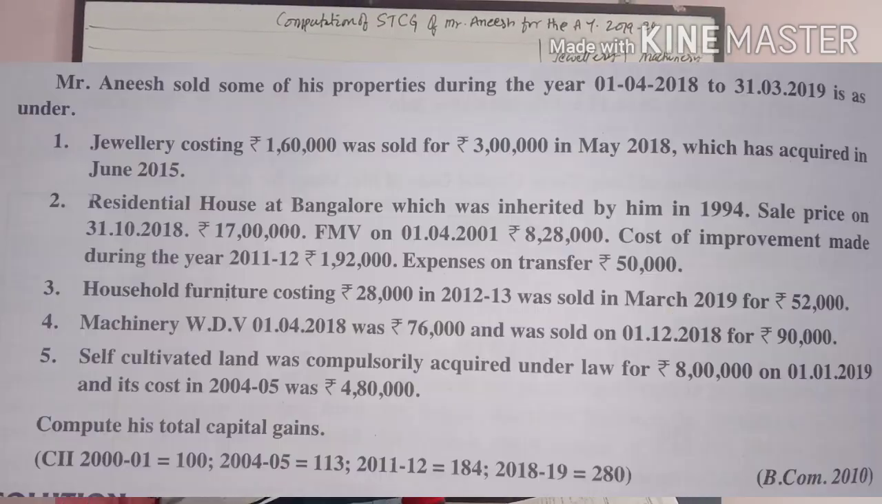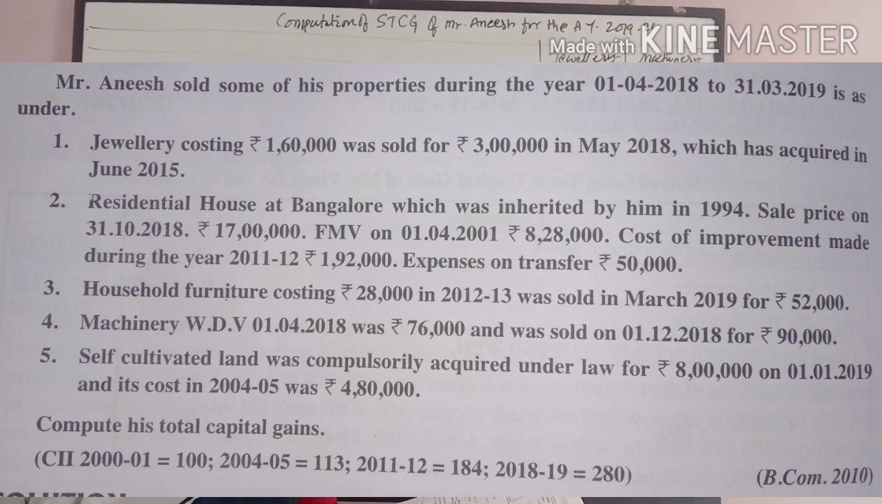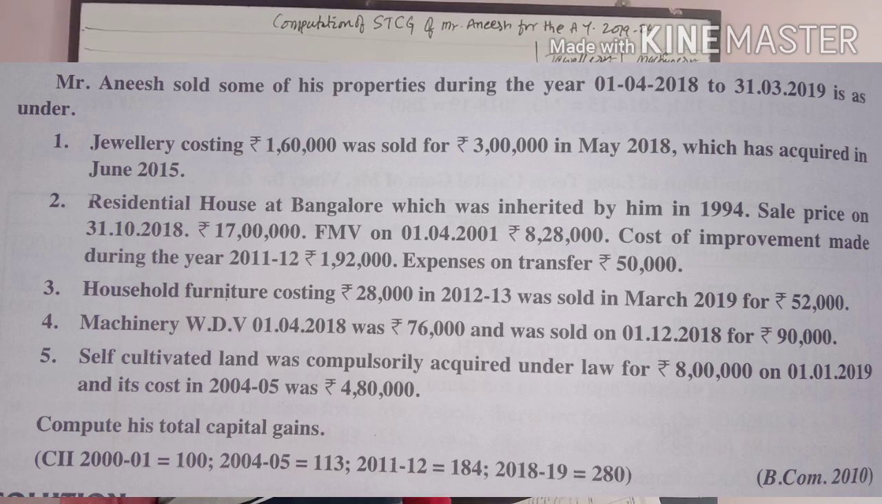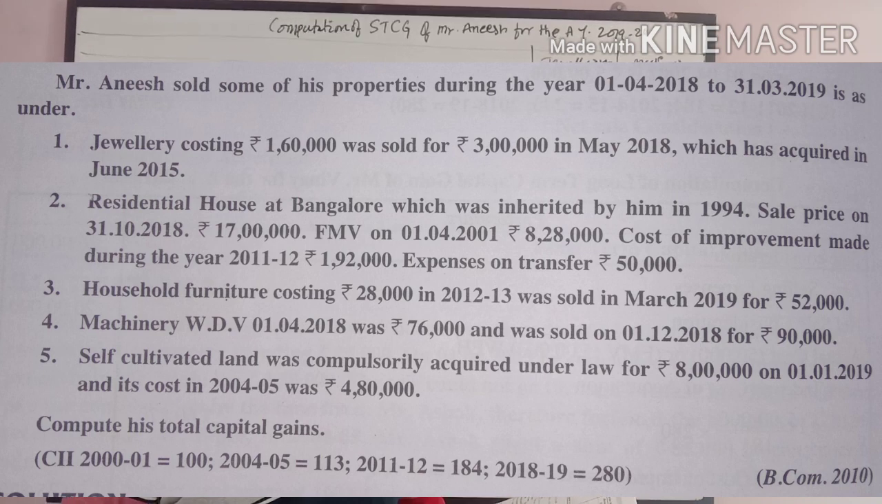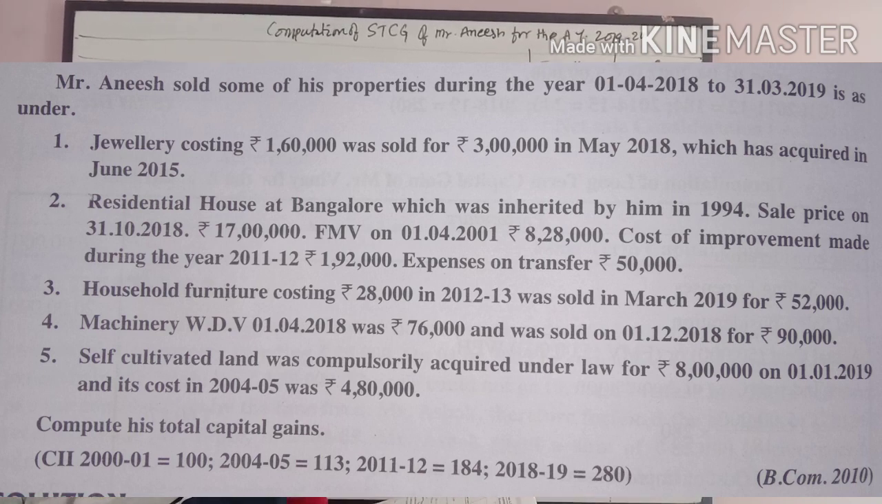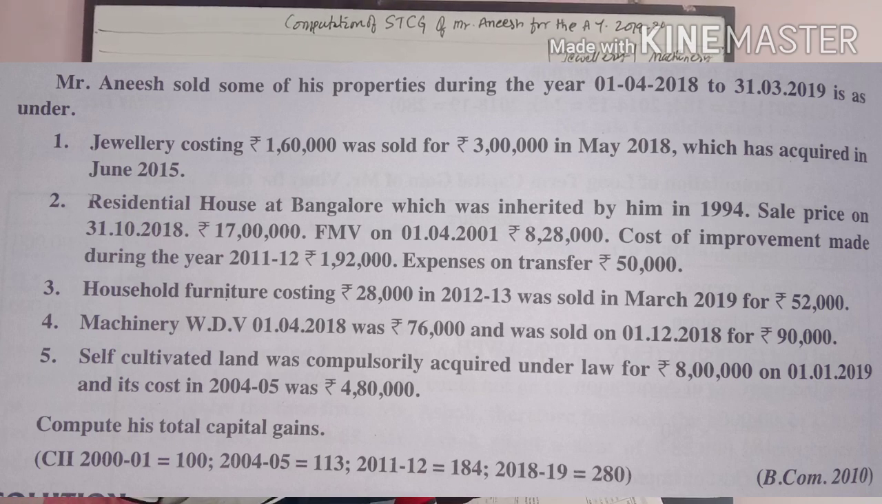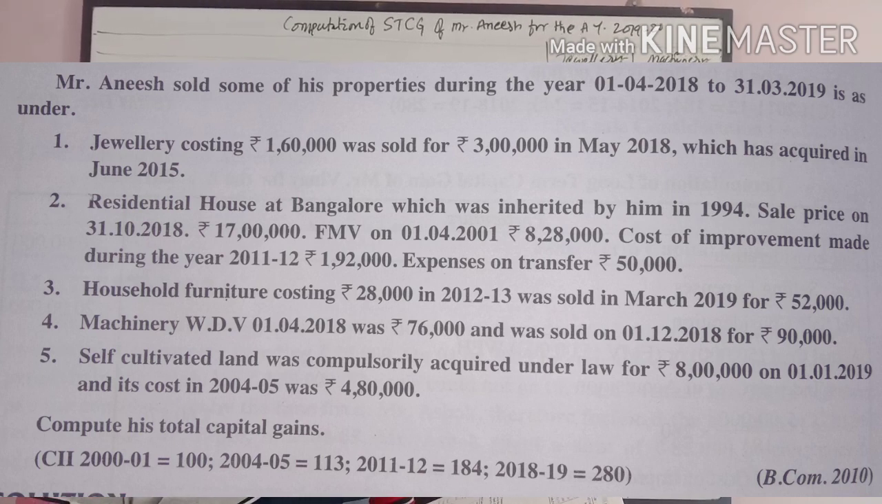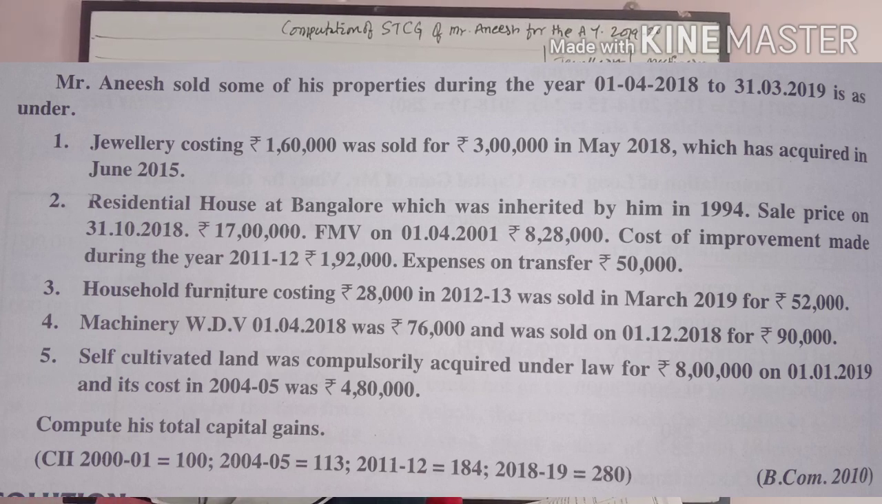Just look at this problem. Mr. Anish sold some of his properties during the year 1/4/2018 to 31/3/2019. Details are as under. Jewellery costing 1,60,000 was sold for 3 lakhs in May 2018, which was acquired in 2015. Residential house at Bangalore, which was inherited by him in 1994. Sale price on 31/10/2018, 17 lakhs.